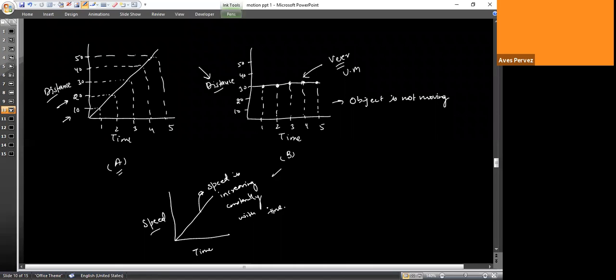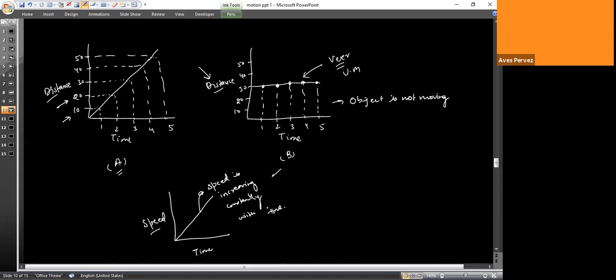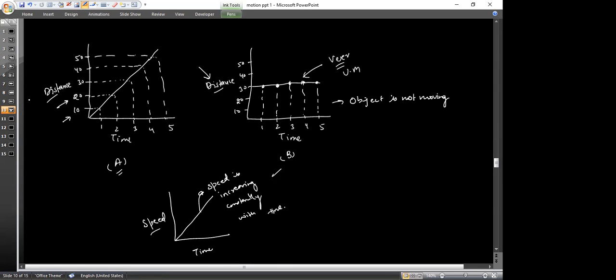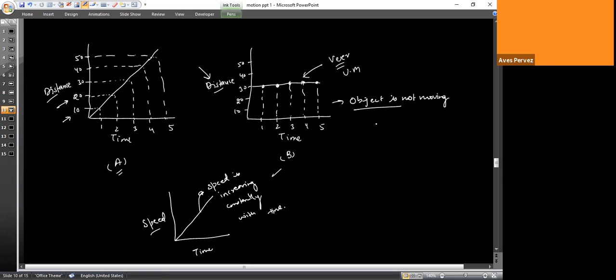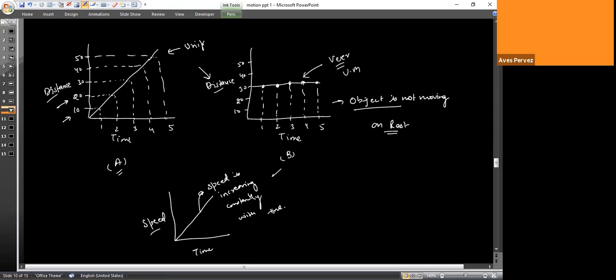Sara, Veer, and Hamna, everyone understood? Yes, sir. Okay. The B graph, it's on rest, no, sir. Yeah, it is not moving, means on rest. Yes, sir. Okay, sir. On rest. And this one is uniform motion. Uniform motion. Okay.